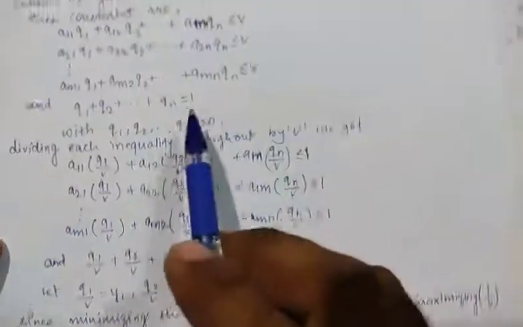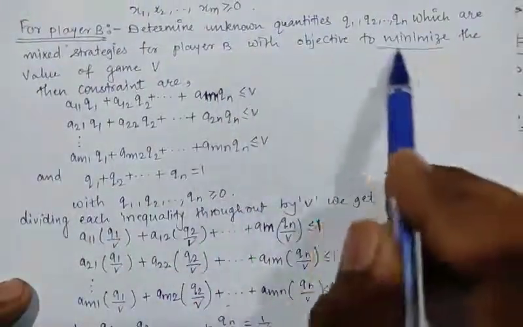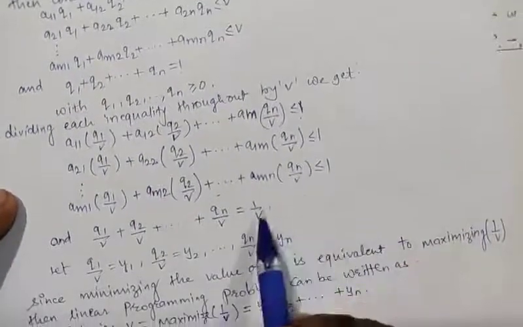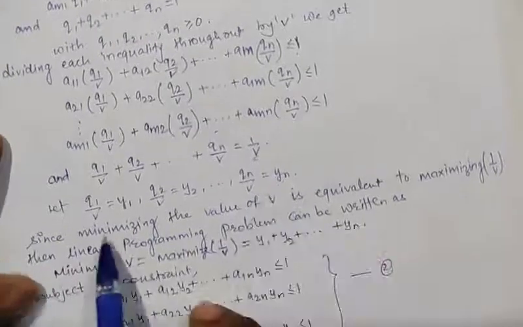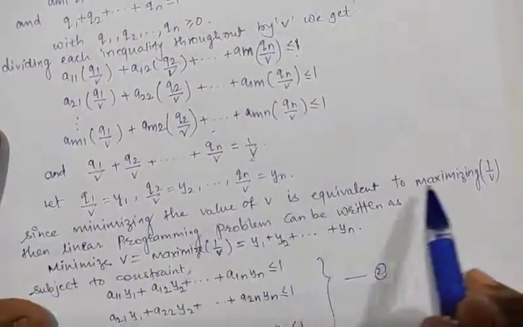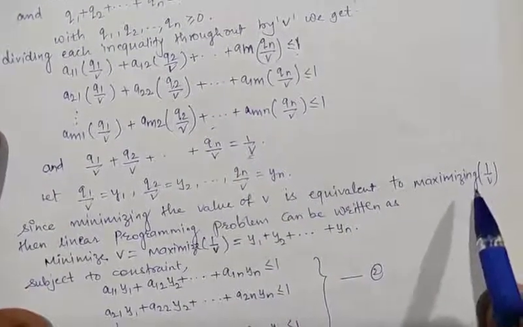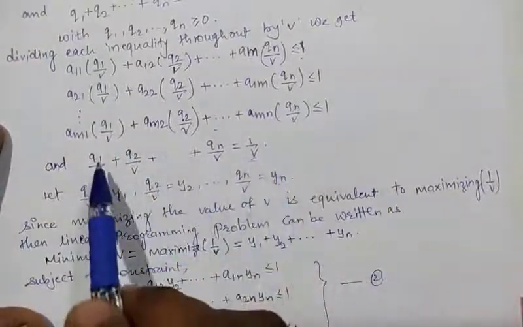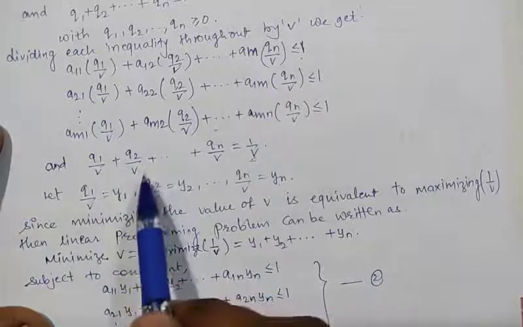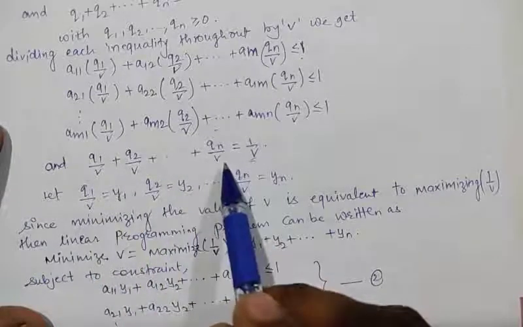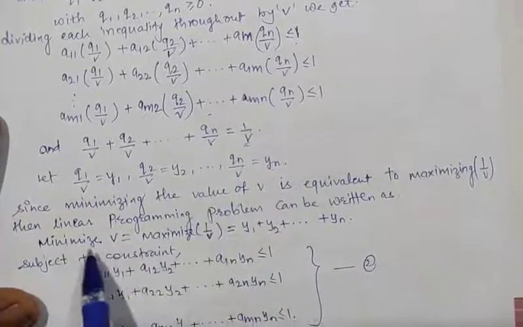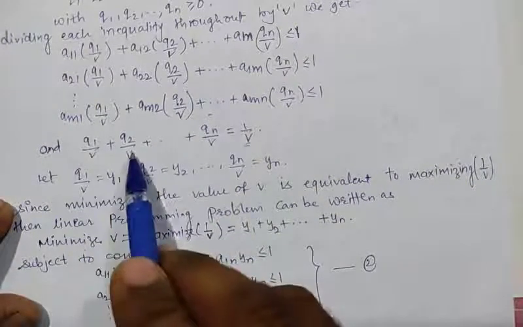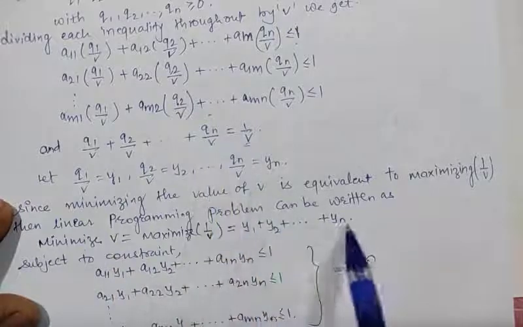And here, what we have been given is that v is minimized, so it is equivalent to 1 upon v being maximized. Since minimizing the value of v is equivalent to maximizing 1 upon v, the linear programming problem can be written as follows. So this is the objective function. We replace q1 by v as y1, q2 by v as y2, and so on, qn by v as yn. Then minimizing v is the same as maximizing 1 upon v, which is equal to y1 plus y2 plus up to yn, right?